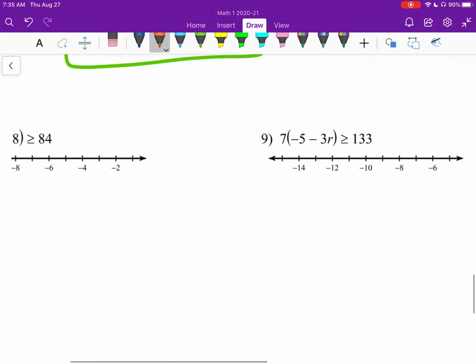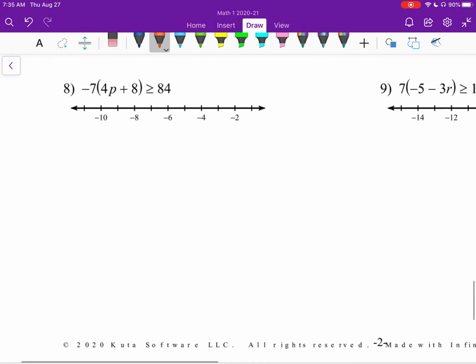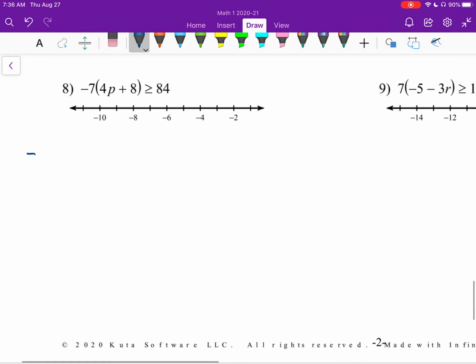All right. Number 8. All right, there's 2 ways that we could start off this problem, the easier way and the harder way. I think I'm going to do, well, kind of the harder way, but it ends up saving work. So I'm just going to copy it down here. Negative 7 times 4p plus 8 is greater than or equal to 84, right?